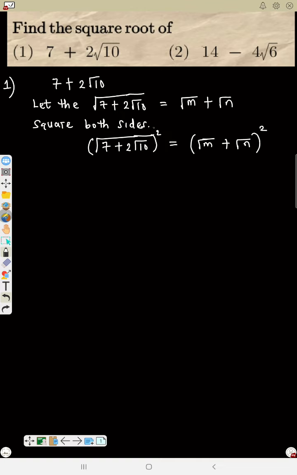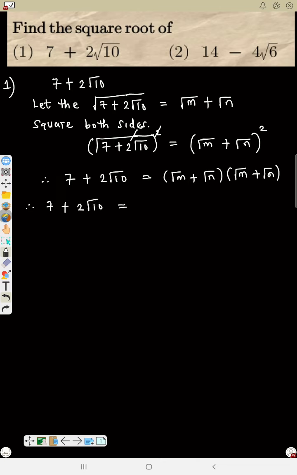squared. So in this case, these two will cancel out. So we'll have 7 plus 2 root 10 is equal to root m plus root n. Again, root m plus root n, because of this square, write the bracket twice and multiply. So we have 7 plus 2 root 10 is equal to, now, root m times root m.